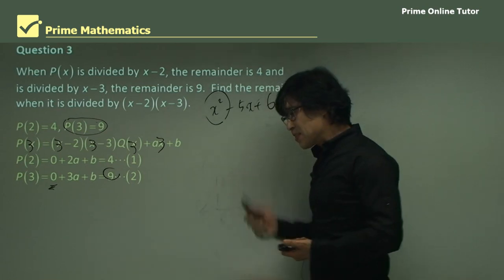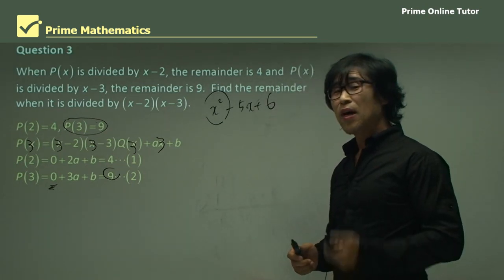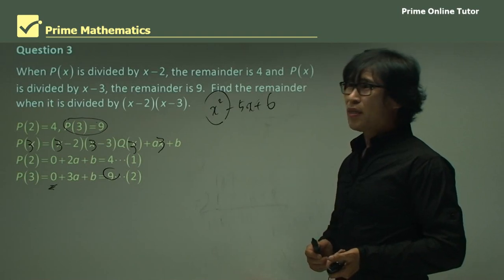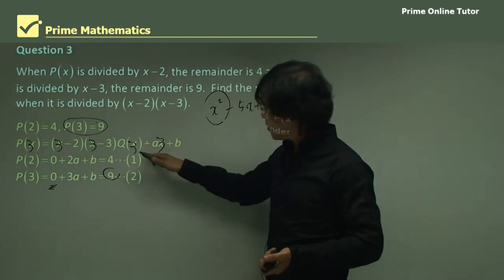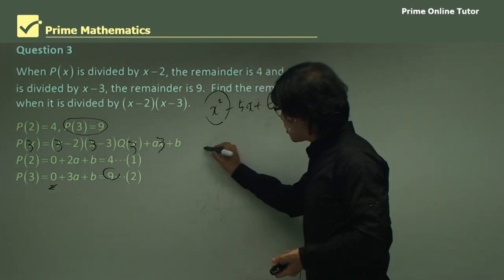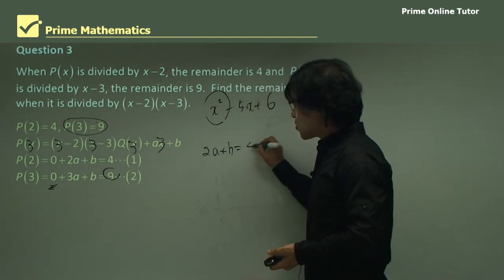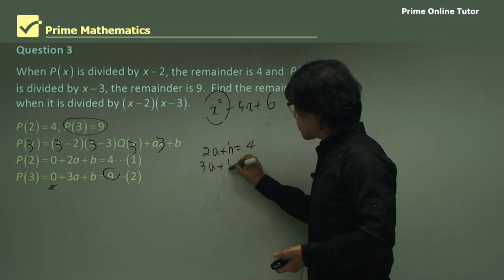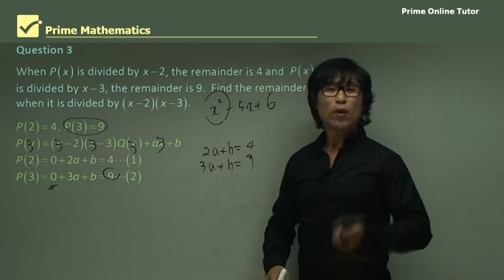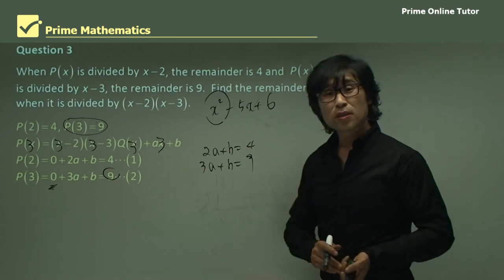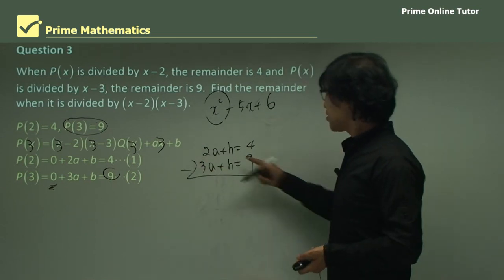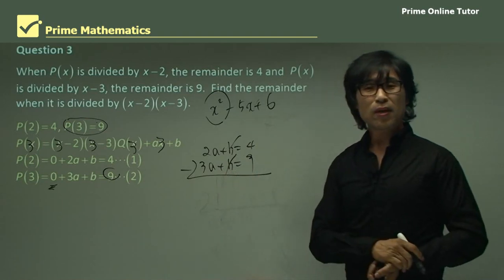I don't really worry about anyone having any troubles. Okay, this is easy. What do you want to do? So 2a plus b equals 4, 3a plus b equals 9. What's your suggestion in starting this, solving the simultaneous equations? I suggest you subtract them, because b minus b will make b disappear.